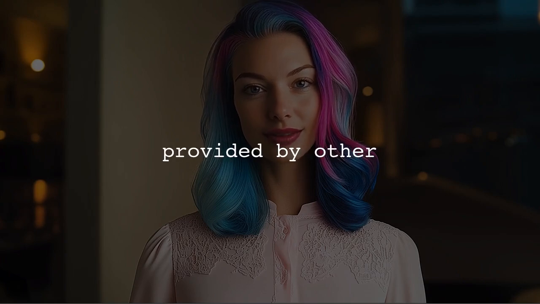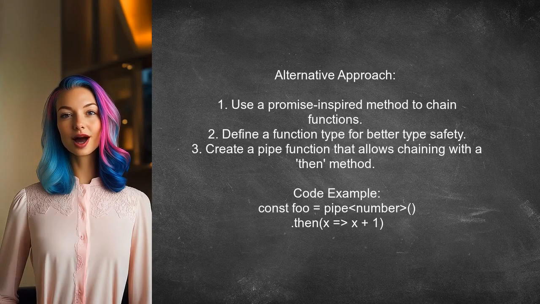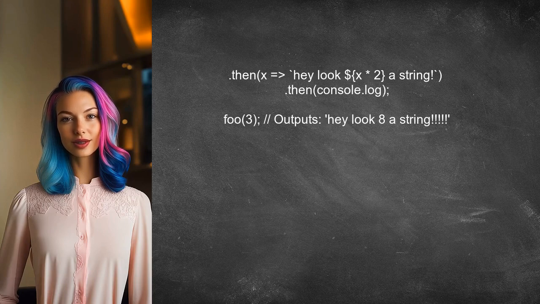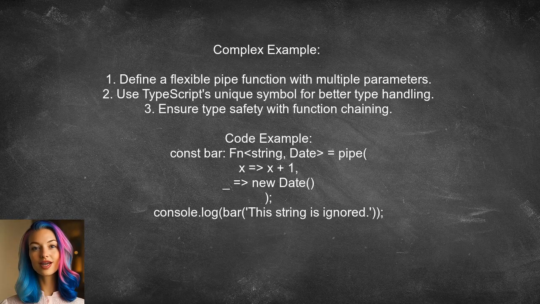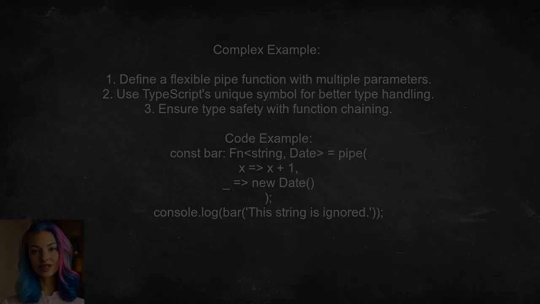Now, let's look at the answers provided by other users. This user suggests that typing a pipe function in TypeScript can be tricky. They mention that while it's not possible to define a pipe function for every length, you can create a flexible solution using a promise-inspired approach. This method allows you to chain functions together, similar to how promises work. Additionally, the user provides a more complex example that allows for a flexible number of functions in the pipe. However, they caution that this method can become messy and is not recommended for production use.